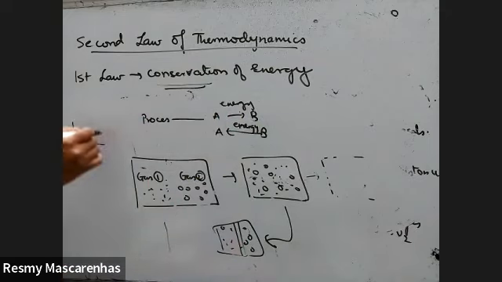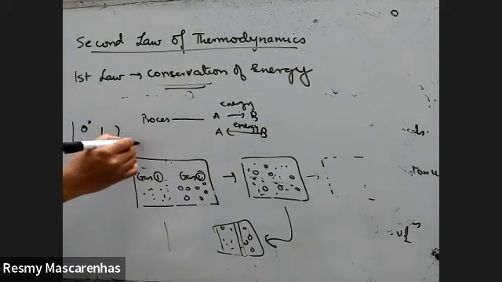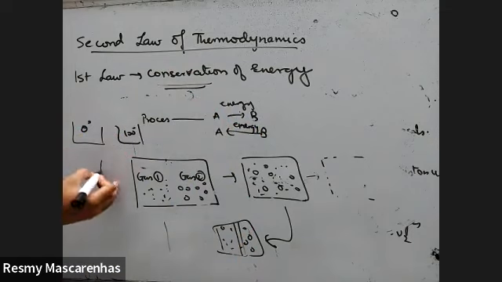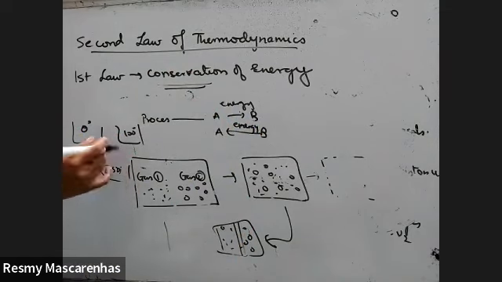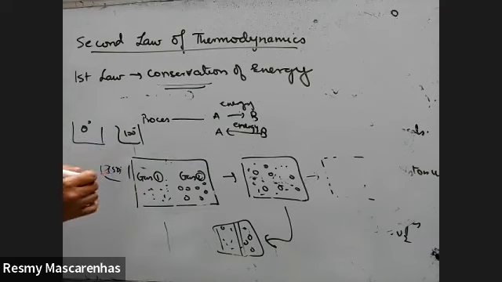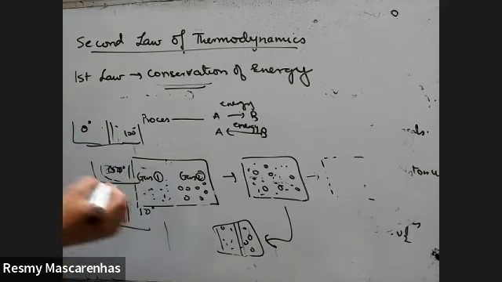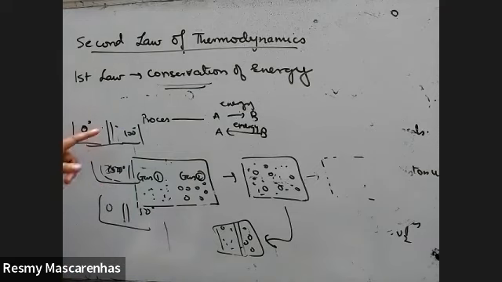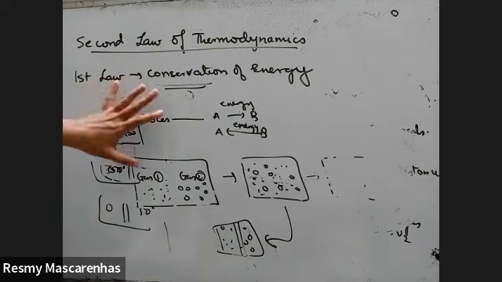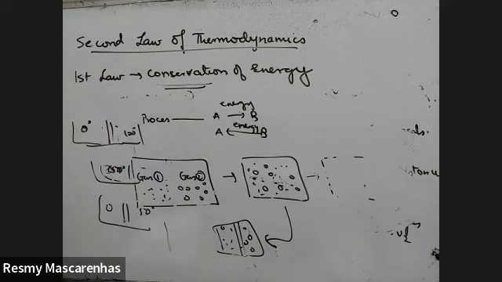Same, you can consider one at 0 degrees water, one at 100 degrees. If you mix them, they might come to 50. Now if you put the wall back, can you again separate the 0 and the 50 on its own? No. On its own it got mixed and came to thermal equilibrium, but on its own it is not coming back to what it was before. So this is what the second law of thermodynamics tries to say.